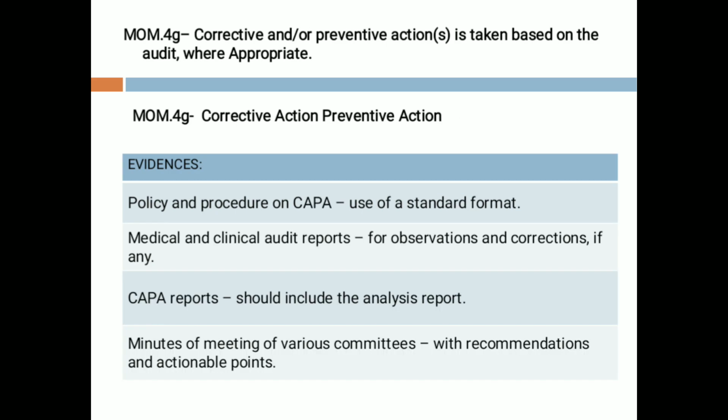Objective element MOM 4G speaks about corrective and preventive action. Evidences: policy and procedure on CAPA, use of a standard format. Medical and clinical audit reports for observations and corrections if any. CAPA reports should include the analysis report, minutes of meeting of various committees with recommendations and actionable points.